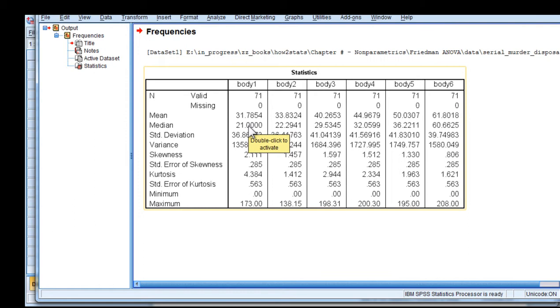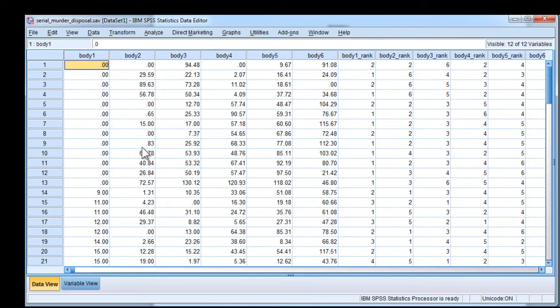So the distance traveled for the first body was 31.8 kilometers, and we can see there's a progressive increase in the distance traveled to dispose of the body from body 1 to body 6. And we can see that skew was a quite substantial value of 2.1 in the first distance traveled for the first body. Now, skew reduced over time, but the fact that it's above 2 does raise concerns that a parametric statistic would be appropriate in this case. So a person might be inclined to analyze the data with Friedman's ANOVA to test the hypothesis that mean ranks are equal across the disposal in terms of body from 1 to 6.